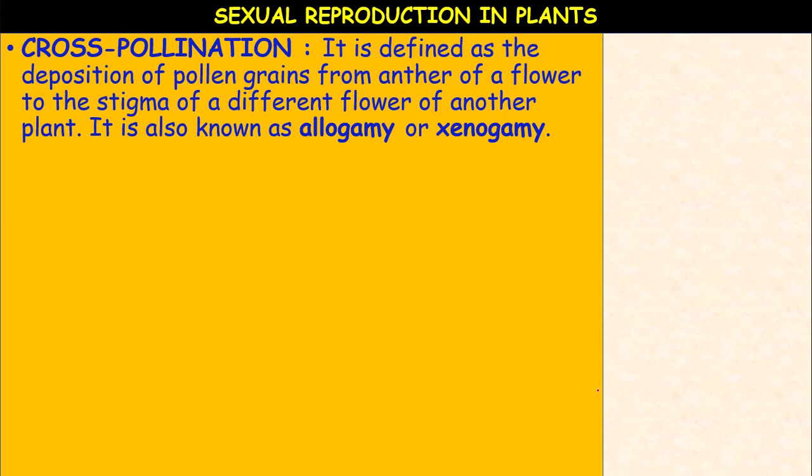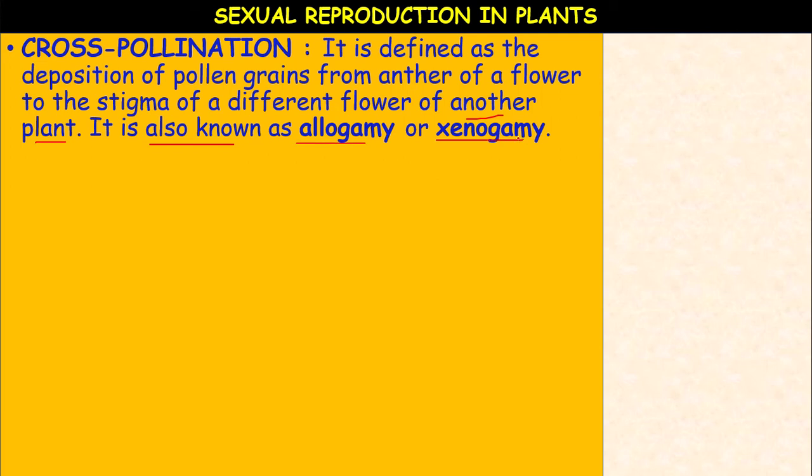Now, cross pollination. Cross pollination is also called allogamy or xenogamy. It is defined as the deposition of pollen grains from the anther of a flower to the stigma of different flowers of another plant. Different flowers of the same plant, that is self-pollination. Different flowers of another plant of the same species, this is cross pollination. It is also known as allogamy or xenogamy.